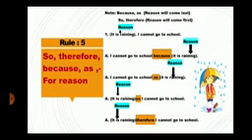Now if I am using so and therefore conjunction, at that time my reason will be first. So what I will write? It is raining, so I cannot go to school. It is raining, therefore I cannot go to school.